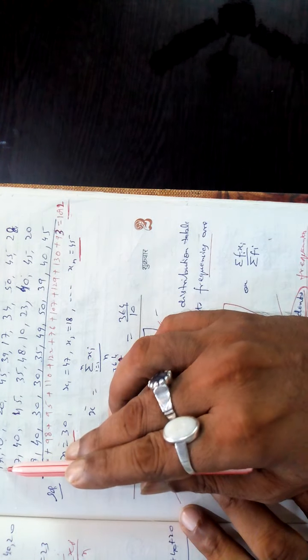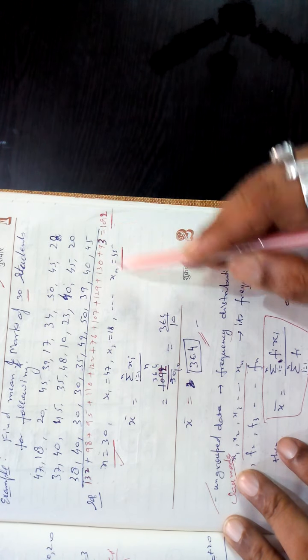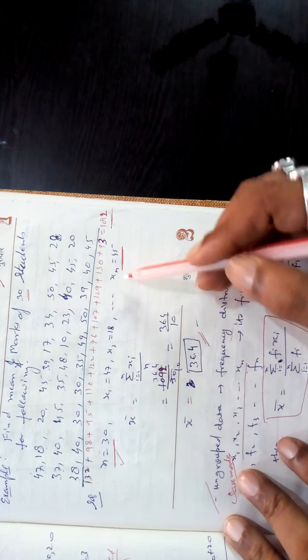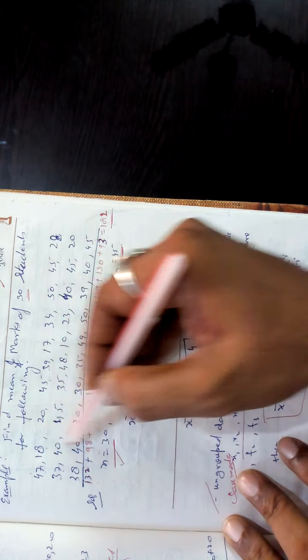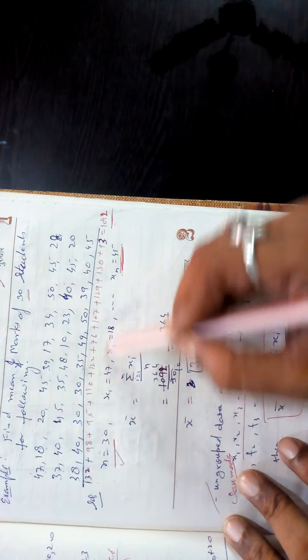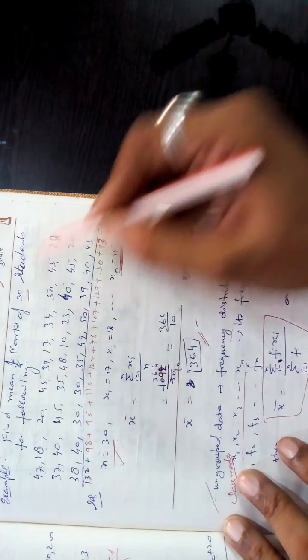x1 is equal to 47 and x30 is equal to 45, which means xn is equal to 45. Add vertically like this and then total these lines, you will get 1092. It is the total of all 30 marks.